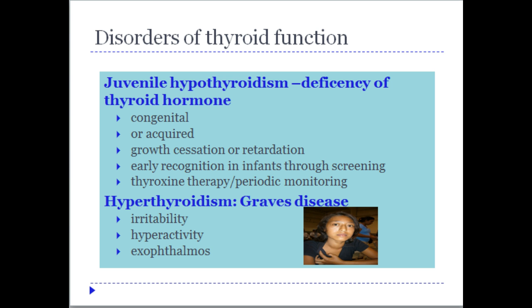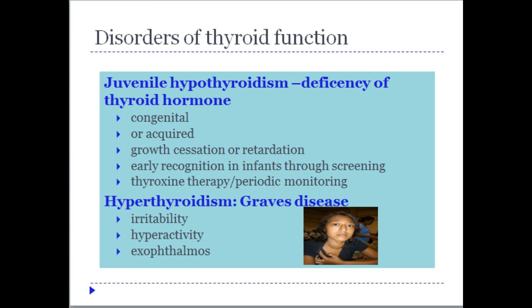So what we're going to talk about here is different disorders of the thyroid gland. We have hypothyroidism and we have hyperthyroidism. When we're talking about juvenile hypothyroidism, or a deficiency in the thyroid hormone, these can be caused by congenital anomalies. It can be acquired. There is growth cessation or retardation. It's very important to do early recognition through the newborn screen that they get, and then we will put them on Synthroid if we need to.